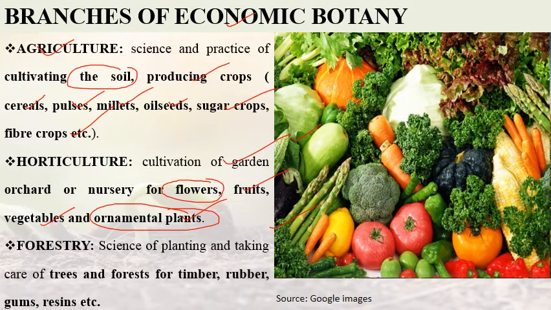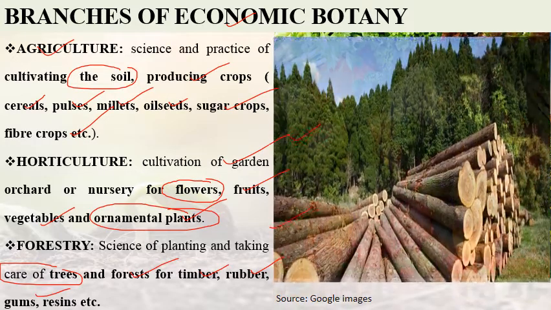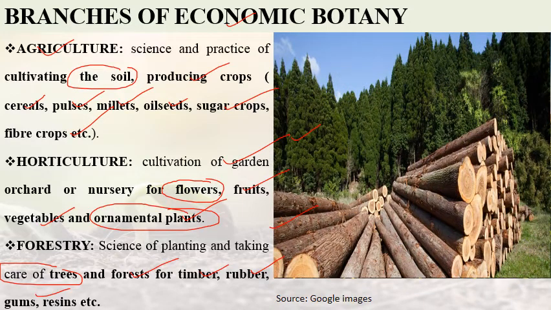Next comes forestry. It is the science of planting and taking care of trees and forests for timber, rubber, gums, resins, etc. So that branch of economic botany is known as forestry. In it, we cultivate timber wood-producing plants and trees, provide them protection, and maintain them for various other forest products like firewood, timber, wood, rubber, gums, etc. So that branch is known as forestry.